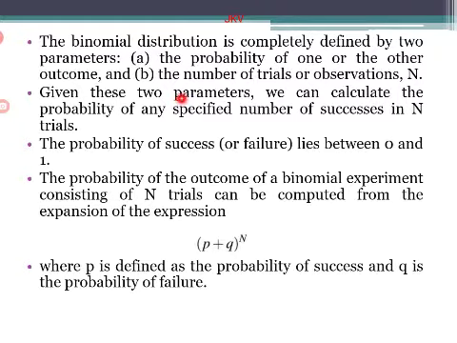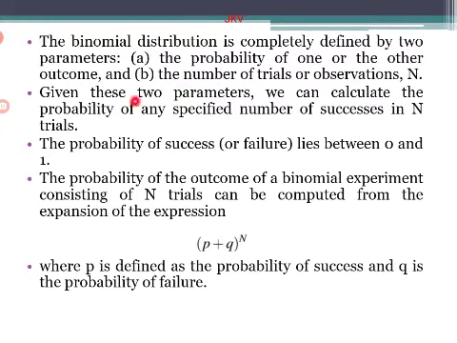Now, the binomial distribution is completely defined by two parameters. The first one is the probability of one or the other outcome, and the next one is the number of trials or observations. That is, two parameters are there in binomial distribution. One is the number of trial observations. Usually it is 2, yes or no. And the second one is the probability of one or the other outcome. In yes, how many people? In no, how many people?